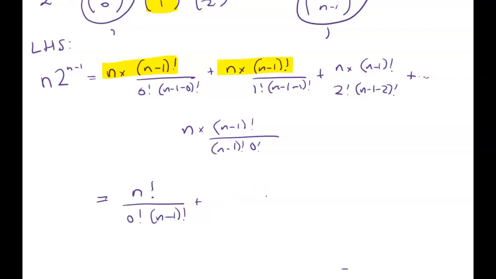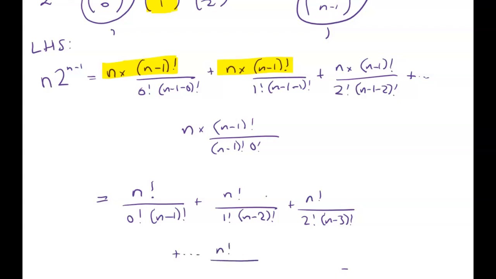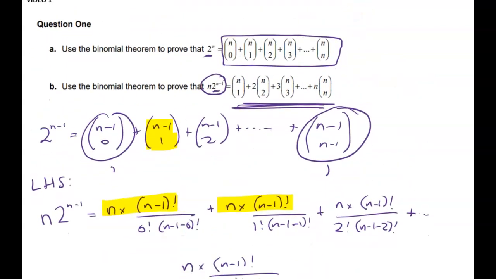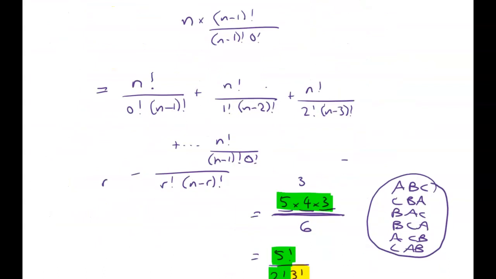Right, so looking at that, I've got n! over 1! (n minus 2)! plus n! over 2! (n minus 3)! plus n! over (n minus 1)! 0!. And if we look at where we're trying to get to, we want to end up with n choose 1 here, n choose 2 here, n choose 3 here, and so on. So focus on that when you're working on the problem, and we're going to try and force those in now.